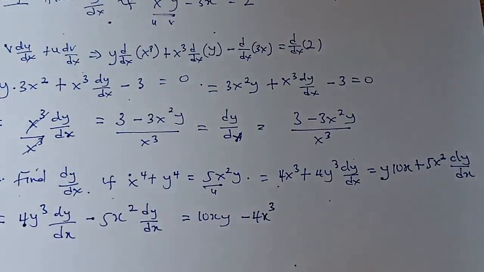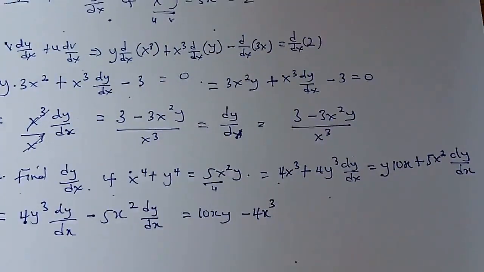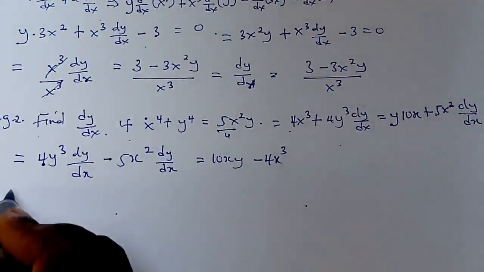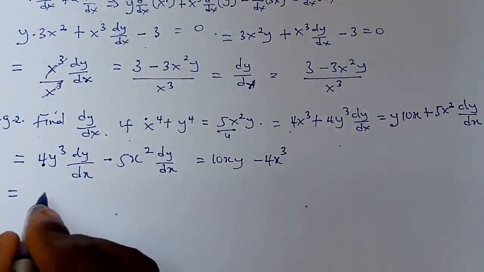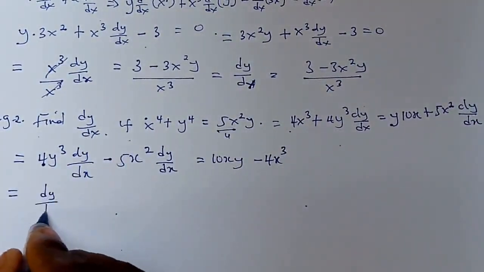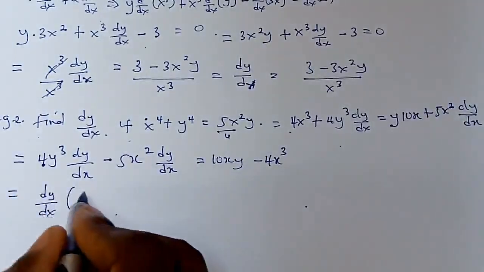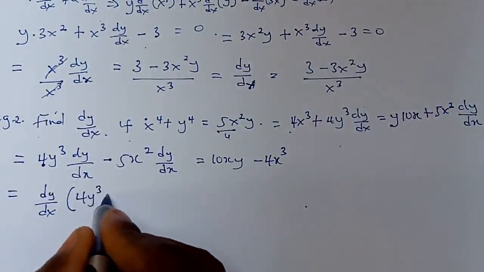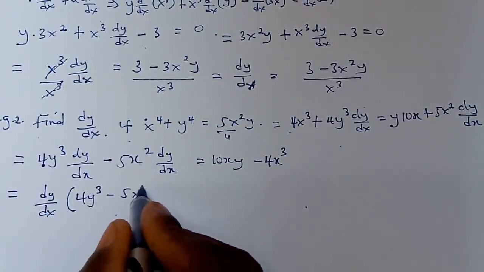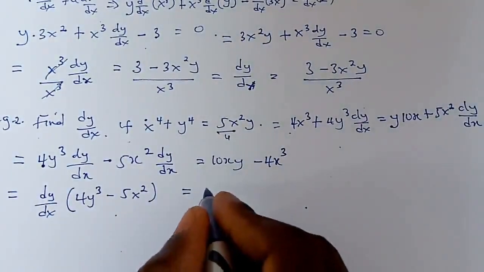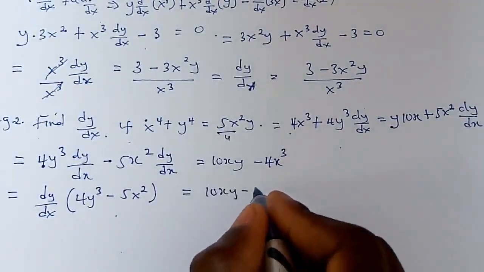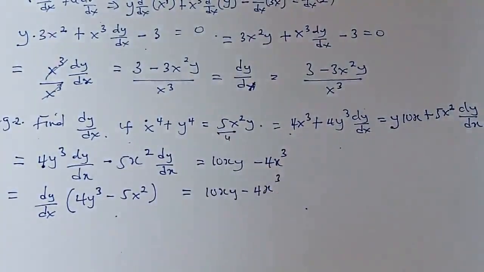Very perfect. So what can I do next? What I can do is just simple. Let's factorize the dy/dx out here. So the dy/dx out, we'll have 4y raised to the power 3 minus 5x to the power 2, like this. Okay, it's now equal to 10xy minus 4x cubed. Okay, so this is definitely what we are going to get.